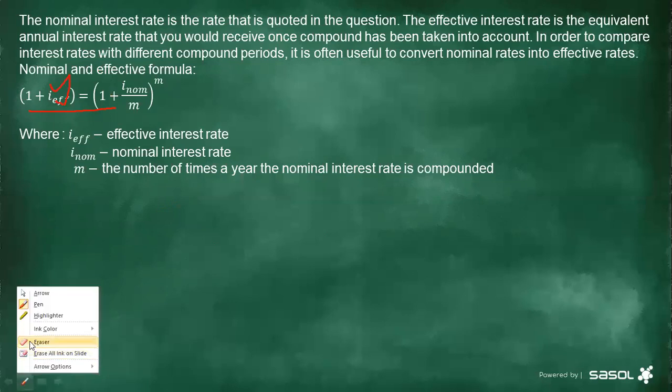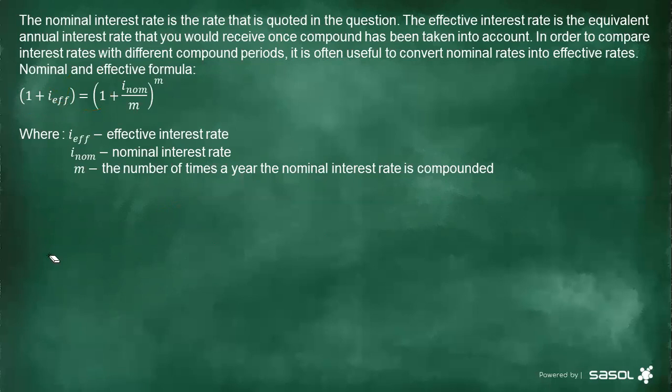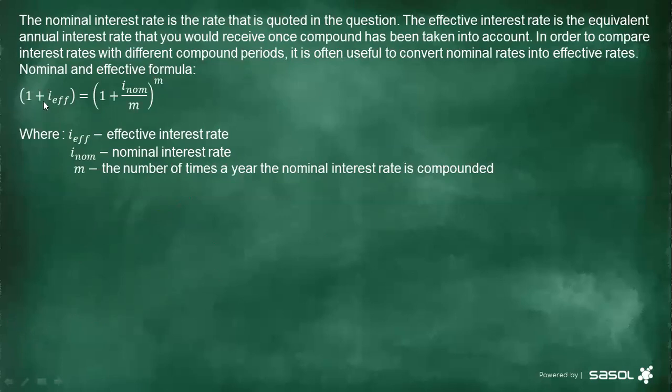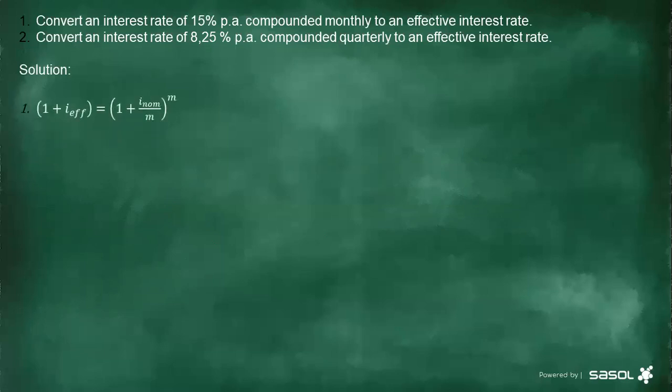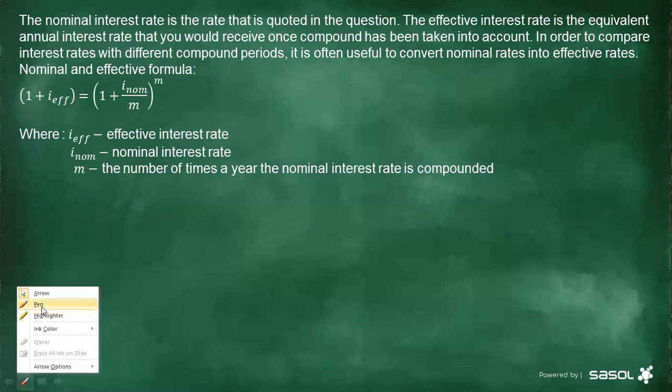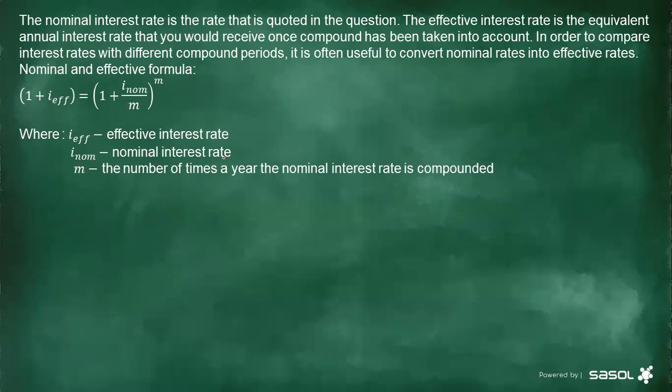So let me just remove this. All right, I effective, which is the effective interest rate. You can see that one. Let me just explain. I effective is the effective rate, and then I nominal is the nominal interest rate, and then M is the number of times the nominal rate is compounded, right? It does not stand for the number of years, but it stands for the compounding period.